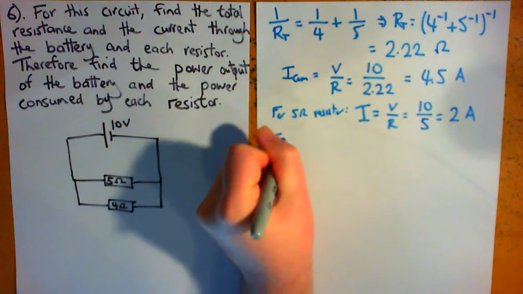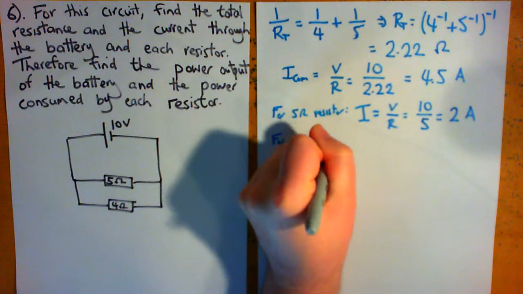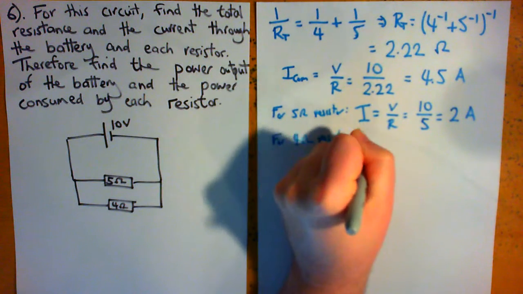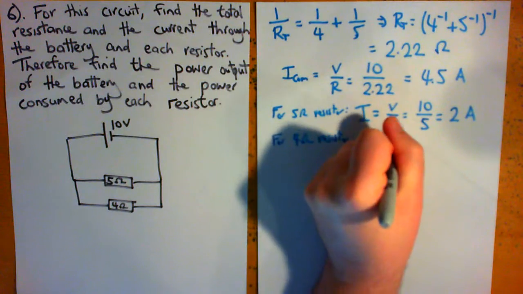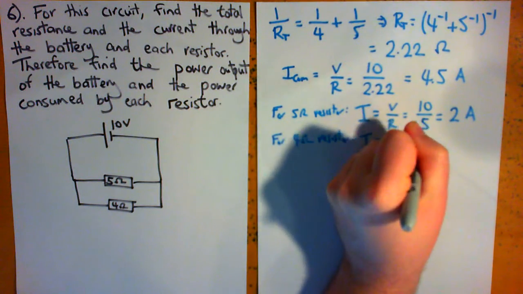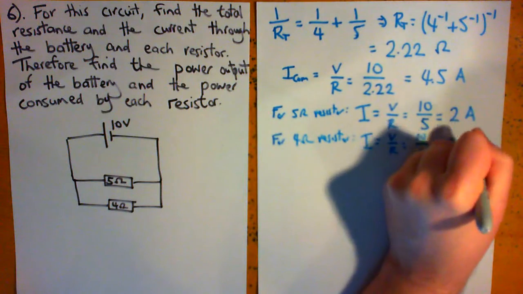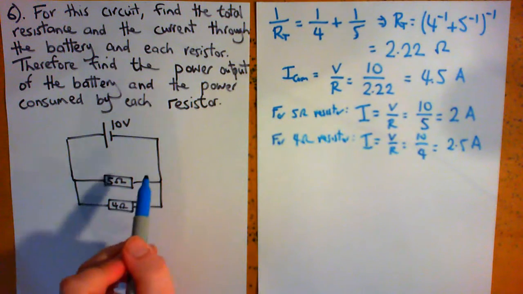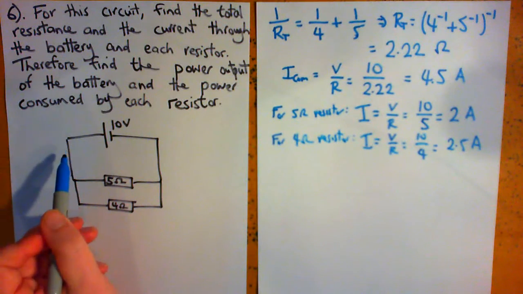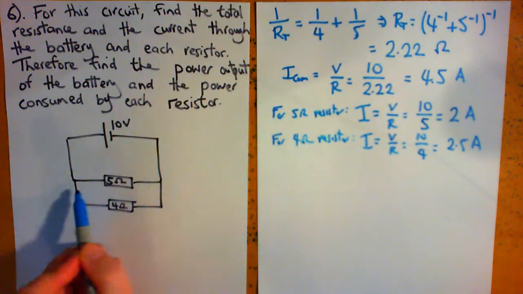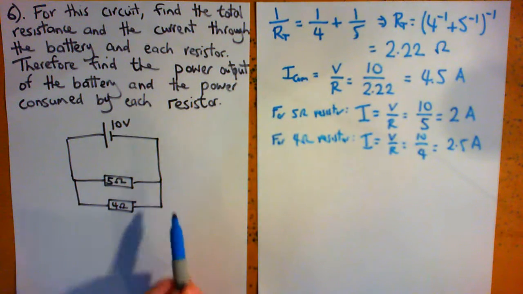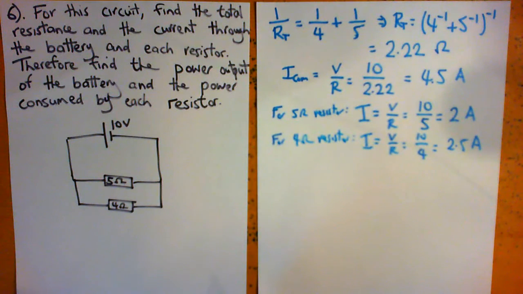And for the 4 ohm resistor, same thing, we're using Ohm's law to find the current. I equals V over R, which is 10 over 4, giving you 2.5 amps. So we get 4.5 amps through the common part of the circuit, 2 amps across the 5 ohm resistor, and the remaining 2.5 amps through the 4 ohm resistor. Okay, so we've got the currents for each resistor.